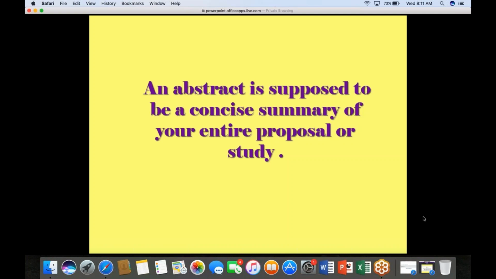So your abstract's supposed to be a concise summary of the entire proposal or study. You know that, at least for most of us, when we're writing abstracts for meetings, a lot of times that abstract has to go in before we've really finished and really solidified all the data. So that part's a little tricky. But in general, if we're talking about the abstract for a grant, you've got your grant written, or an abstract for a publication, you've got the paper written.